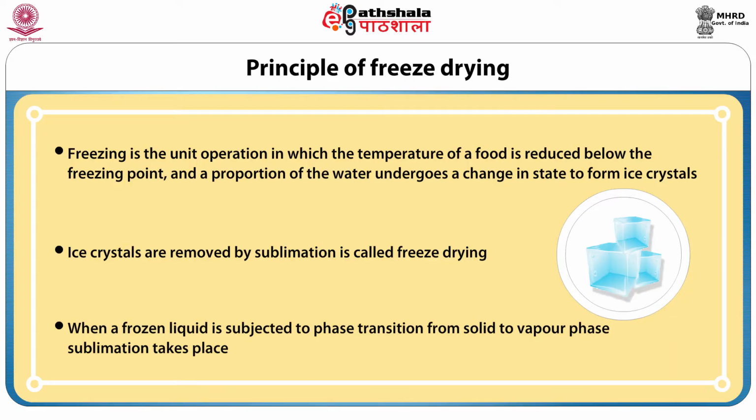Now coming to the principle of freeze drying. Freezing is the unit operation in which the temperature of a food is reduced below the freezing point and a proportion of water undergoes a change in state to form ice crystals. The removal of ice crystals by a process called sublimation is called freeze drying. When a frozen liquid is subjected to a phase transition from solid to vapor phase, sublimation takes place.